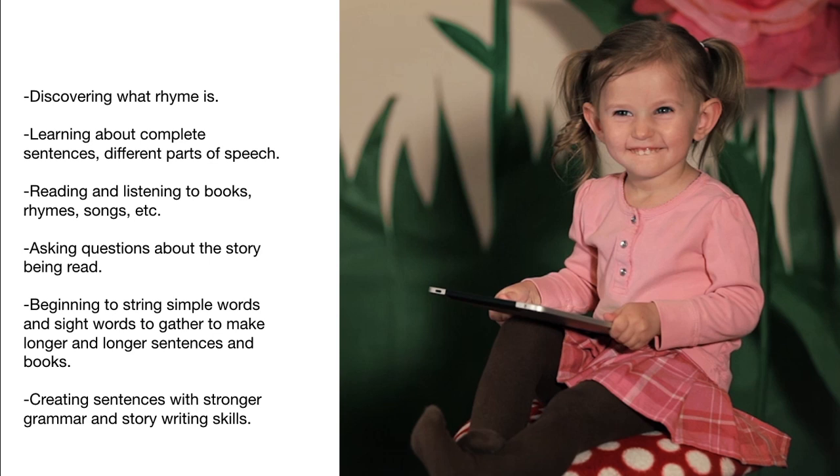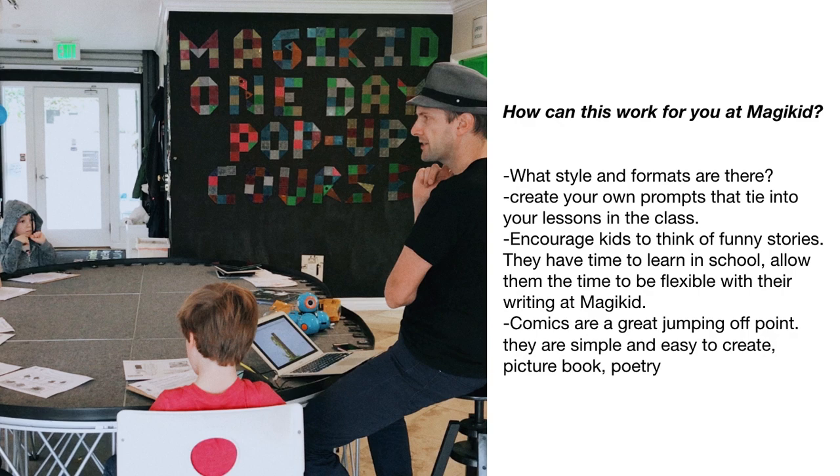After a while, they begin to string simple words together and sight words to make longer and longer sentences. So, your kindergartner will write 3 to 4 to 5 word sentences depending on their level. And in second grade, they're going to be writing more and more sentences together, you can do research and have all these bigger ideas come through in their writing as they get stronger and stronger with it. And basically, that's what you have to assess. You have to know, what are your kids doing at this time? What are their abilities? So the big question is, how can I make this work for you at Magic Kid?